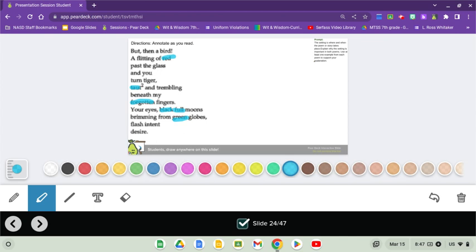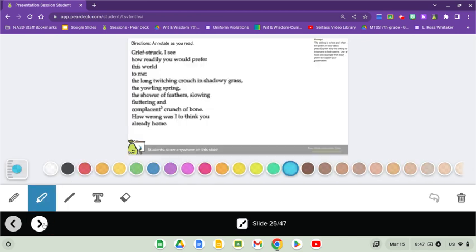Please make sure you have the same adjectives highlighted on slide 24. I do. Grief struck. And they put those two, the noun and verb together to form an adjective. I see how readily, oh, we've got an adverb.